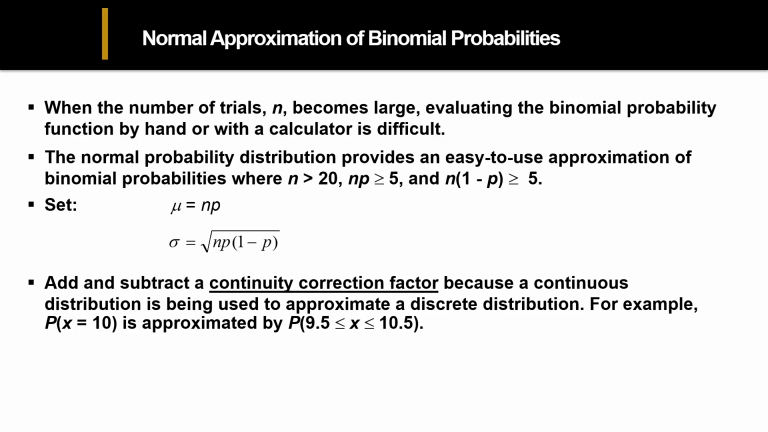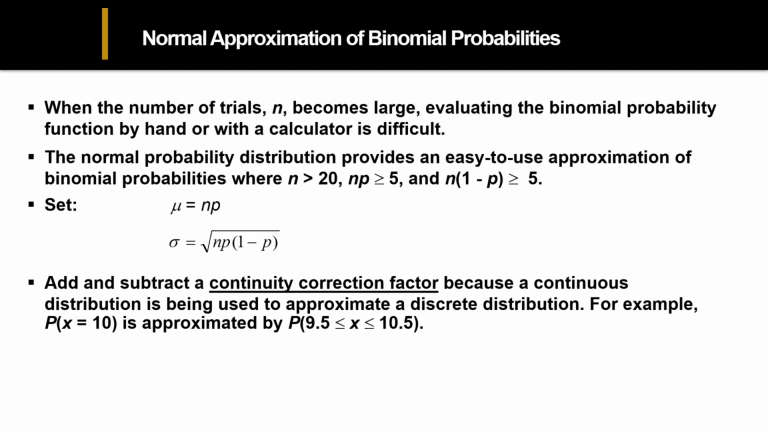So for very small probabilities, we would need a larger sample size. But if p is reasonable, then it doesn't take that many trials above 20 to make this work. The expectation of a binomial distribution is n times p. So that becomes our mean for the normal approximation of the binomial. And the standard deviation of the normal approximation is n times p times 1 minus p, and we take the square root of that.